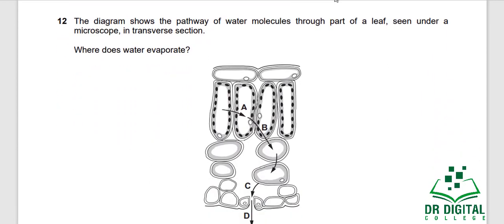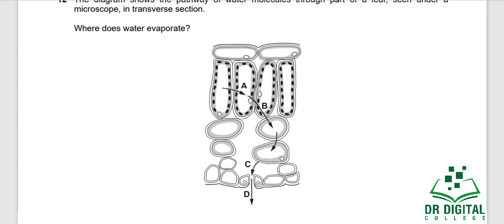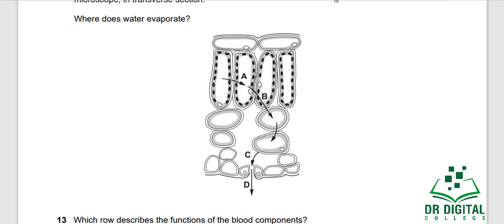In question 12, the diagram shows the pathway of water molecules through part of a leaf seen under microscope in transverse section. Where does water evaporate? You know that when water is moving from one cell to another cell, this is osmosis. As it's moving at A and B, this is osmosis. And at C, as it is coming away from the surface of spongy mesophyll cells, this is evaporation.